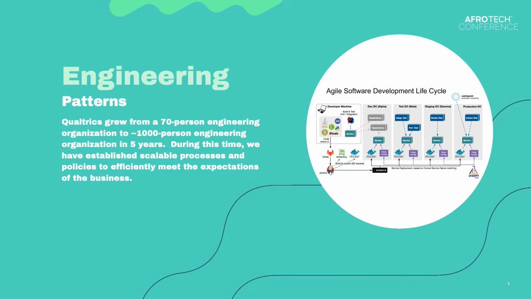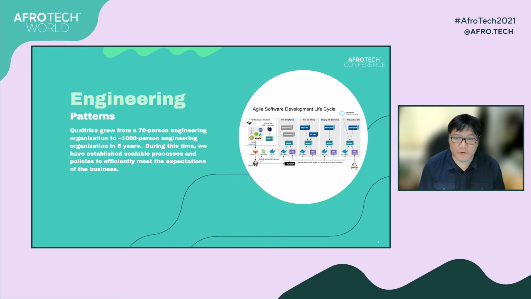So let's talk about some of the engineering policies and processes that we've established and used over the period of growth to maintain our velocity, as well as the culture that is conducive to an enterprise SaaS company, right? I want to point out that the Qualtrics engineering team grew from about a 70-person engineering team 5 years ago to now about a 1,000-person engineering team. So this was a fairly rapid rate of growth. And these are the engineering processes that we've used throughout this period.